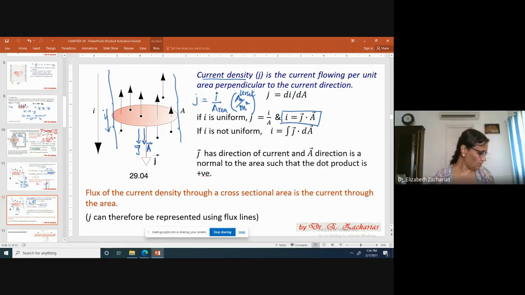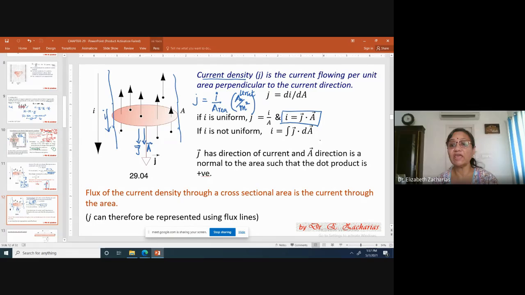If this is my area of cross section of my wire, and let's say my current is flowing in the downward direction, that means the electron is going in the upward direction. Then I take my J as parallel to I, and then I take my area, let us say this is 2 millimeters square, with a direction parallel to my J. So that's how I treat my area vector.